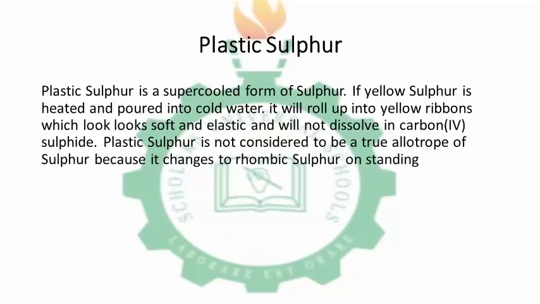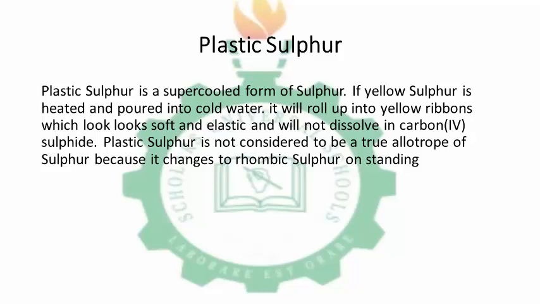Now, to plastic sulfur. Plastic sulfur is a supercooled form of sulfur. If yellow sulfur is heated and poured into cold water, it will roll up into yellow ribbons, which look soft and elastic and will not dissolve in carbon disulfide. Plastic sulfur is not considered to be a true allotrope of sulfur because it changes to rhombic sulfur on standing.